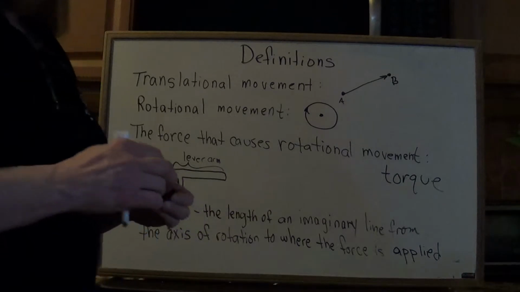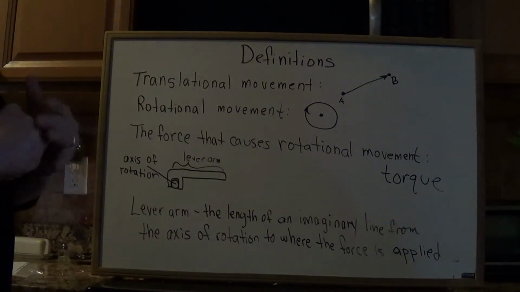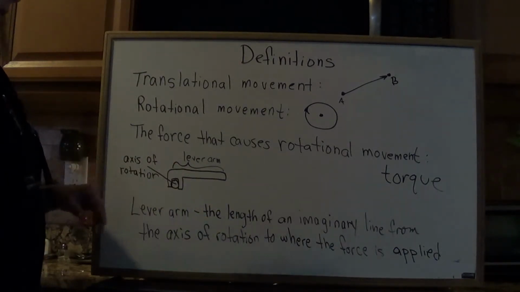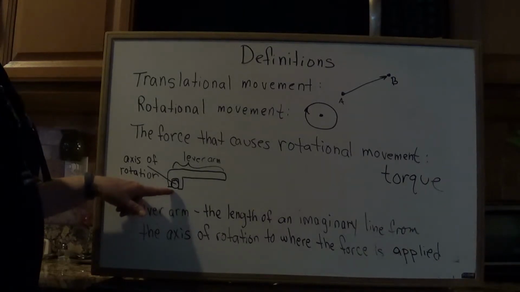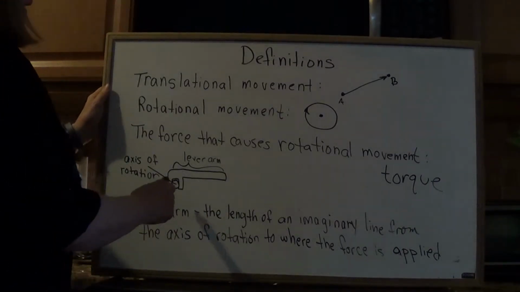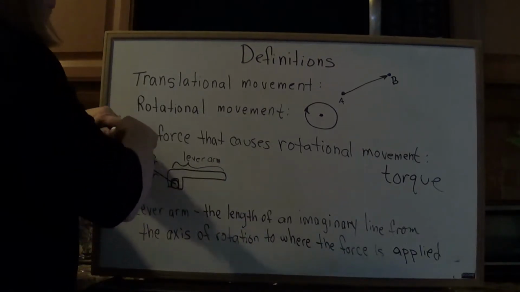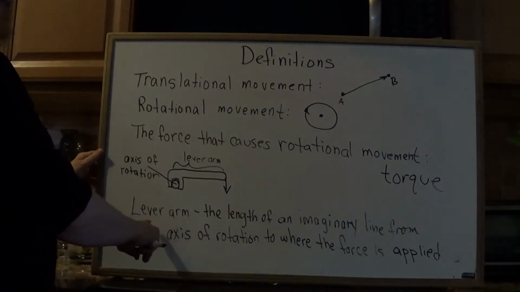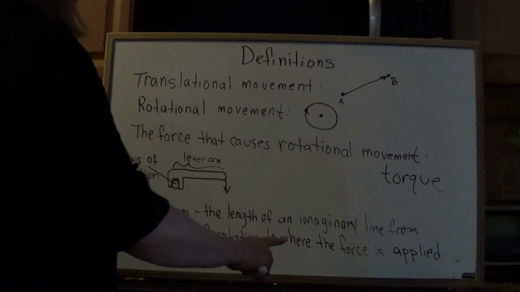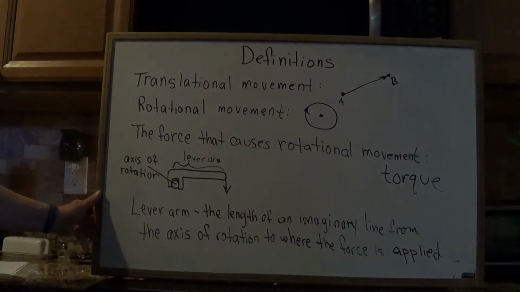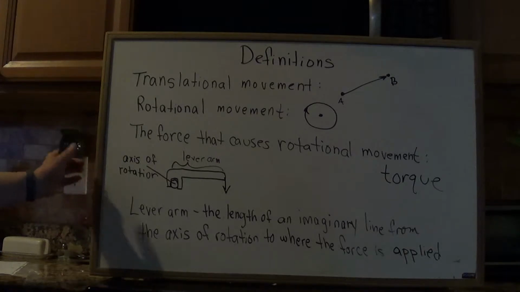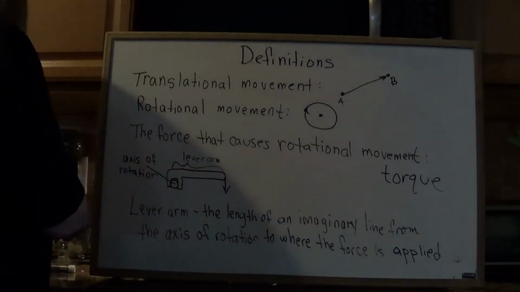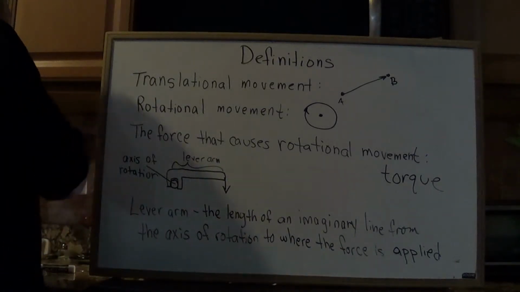T-O-R-Q-U-E, pronounced torque. Now, I have an example here where torque is involved. If you would sketch a wrench around a bolt, and the center is the axis of rotation, the distance from the center to where the force is applied is called the lever arm. And here it is written in words. The lever arm is the length of an imaginary line from the axis of rotation to where the force is applied. So you can go ahead and get that down. I'm going to erase it, but you can pause the video and get that.